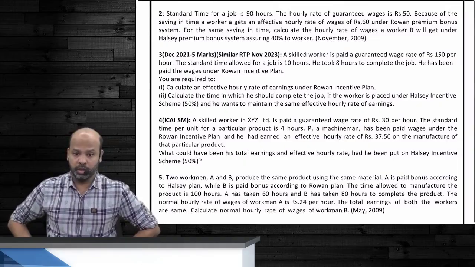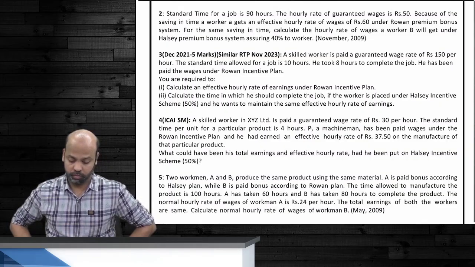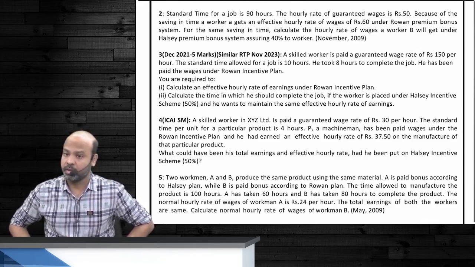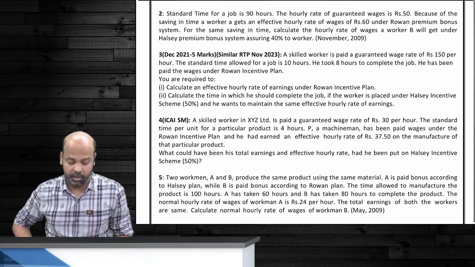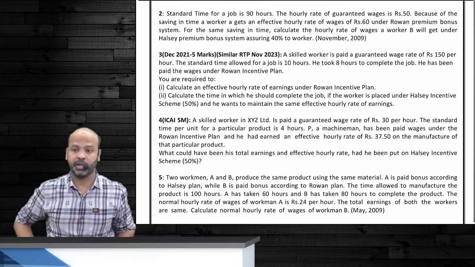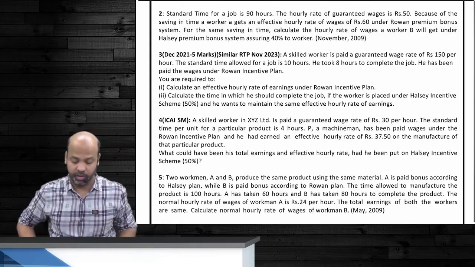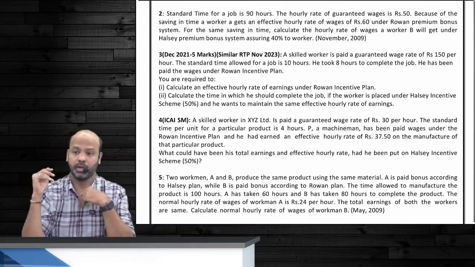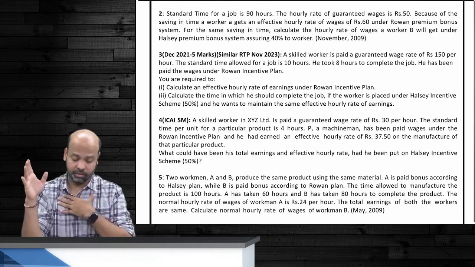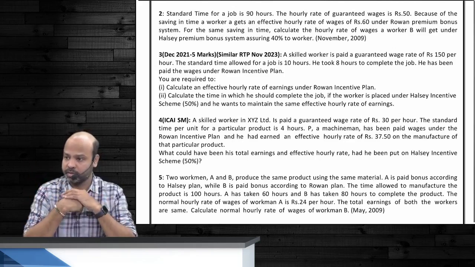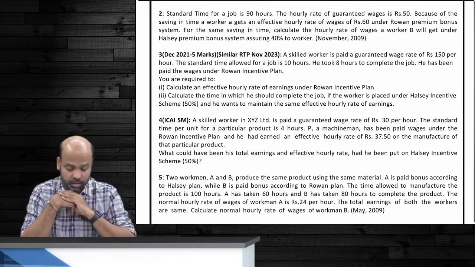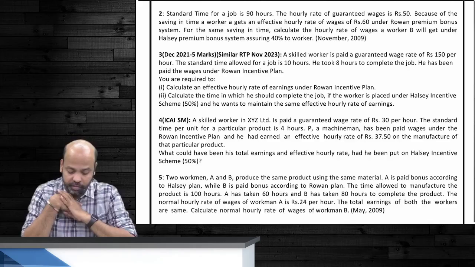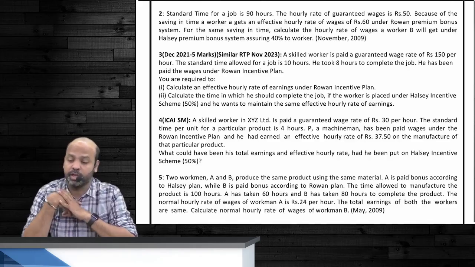A skilled worker is paid a guaranteed wage rate of 150 rupees per hour. The standard time allowed for the job is 10 hours. He took 8 hours to complete the job. We have all the given details beta. The wage rate per hour is 150 rupees. Time allowed is 10 hours. Time taken beta is 8 hours. He has been paid wages under the Rowan incentive plan. You are required to calculate the effective hourly rate of earnings under Rowan scheme.